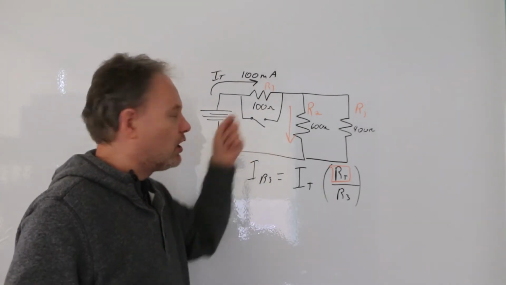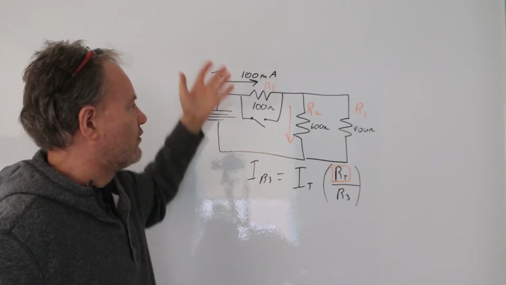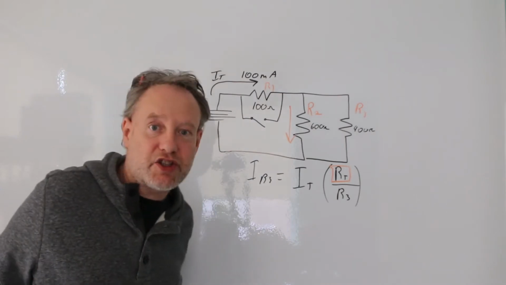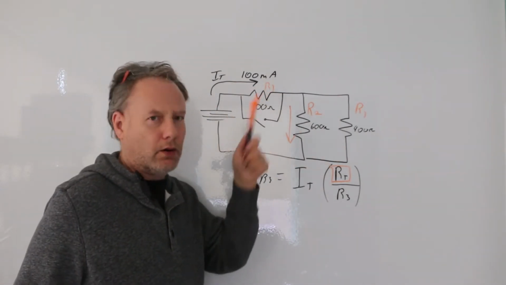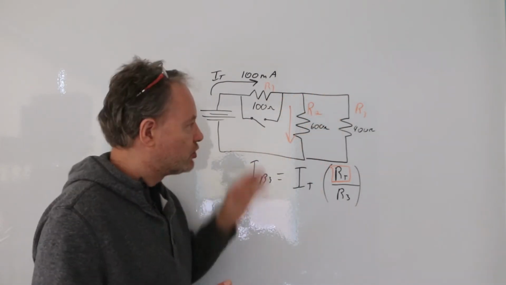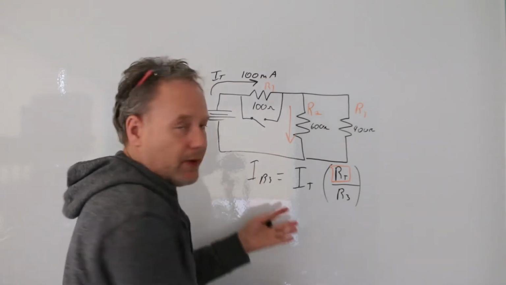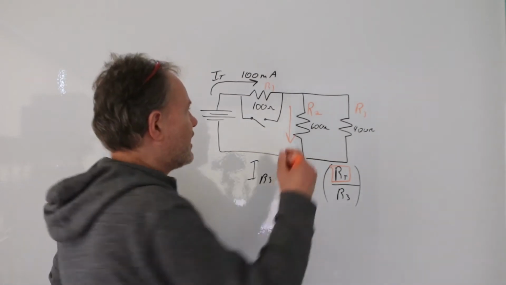So if I close that switch, let's just say the current was 100. I have a parallel circuit with two resistors, and 100 milliamps going and being divided amongst them. Then I would use the current divider, which is this formula, and my RT would be the total resistance of these two. Let's calculate that now.